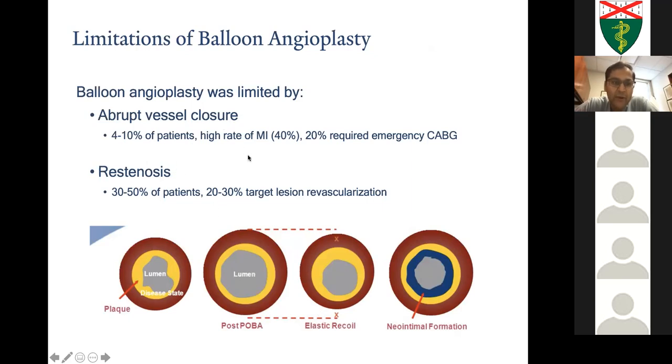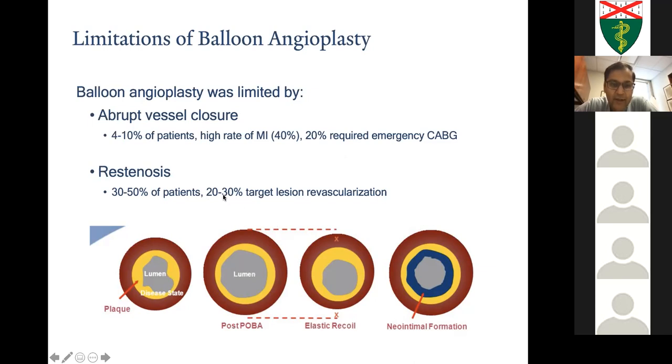People who had abrupt vessel closure would have a high rate of MIs, up to 40%, and up to 20% of those patients required emergent CABG. So a very morbid complication, directly related to the intervention that was performed. And then a more long-term consequence was restenosis. Between 30 and 50% of patients would develop restenosis, often within 6 months.